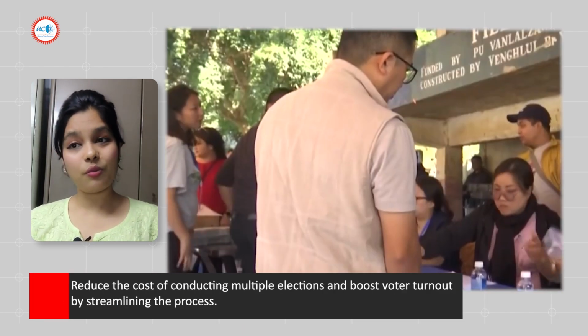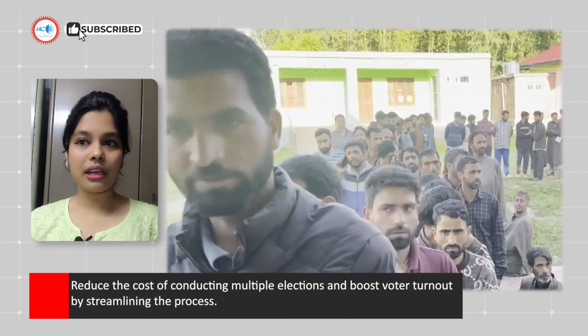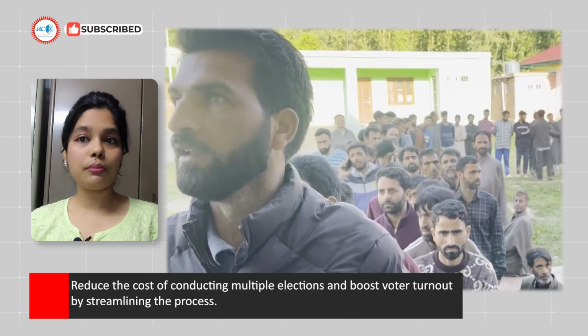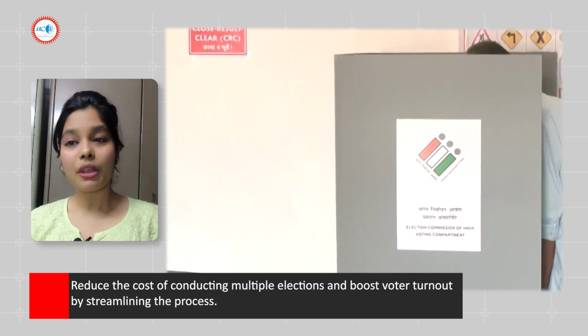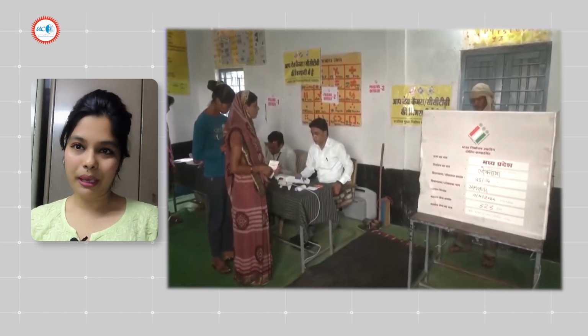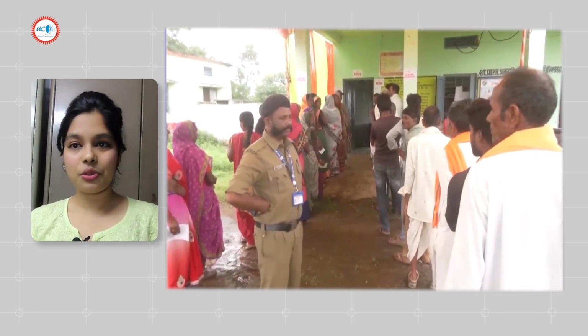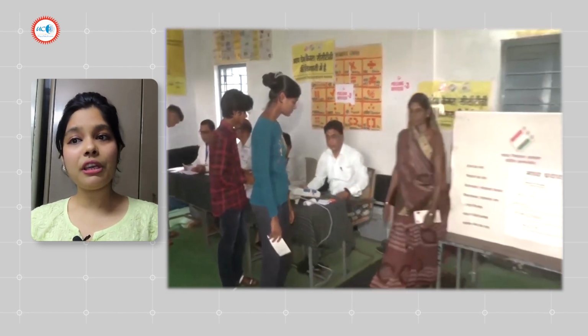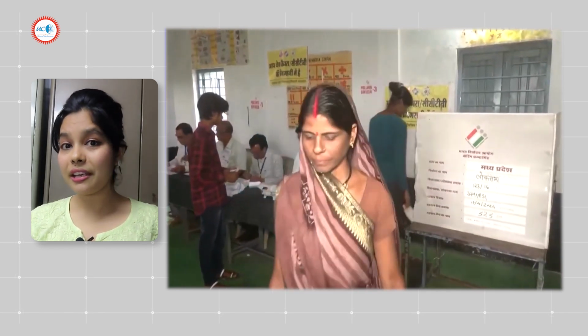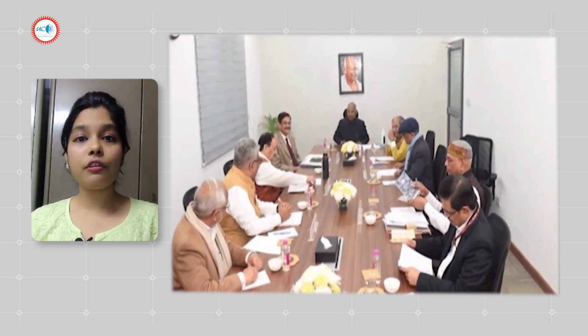Economically, one nation, one election will reduce the cost of conducting multiple elections and boost voter turnout by streamlining the process. By providing policy stability, businesses will also benefit, as they can plan without fear of sudden changes due to frequent polls. So when we start any policy, the policy will also be stable, students, because in that case there will not be frequent polls and there will not be frequent disturbance.